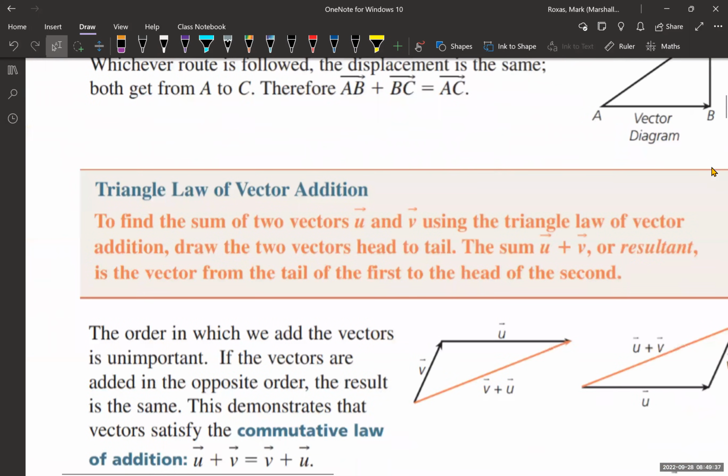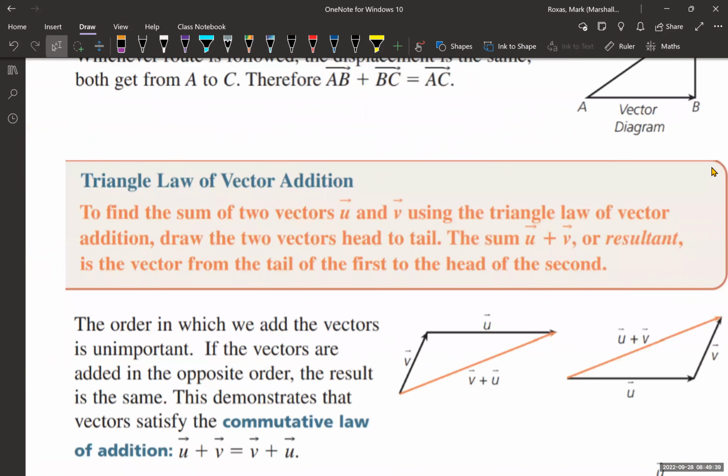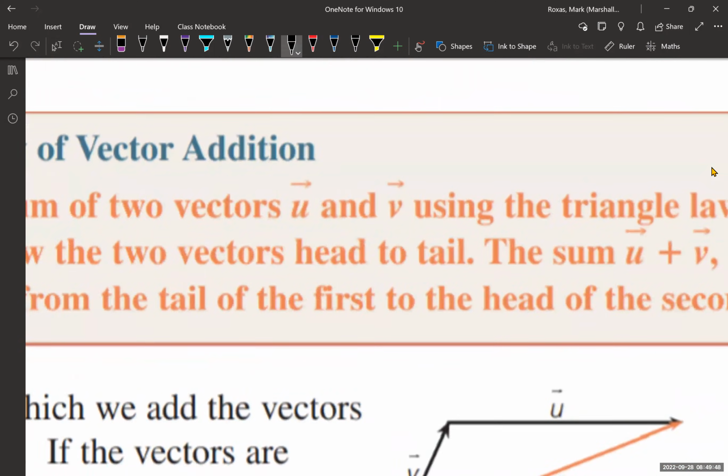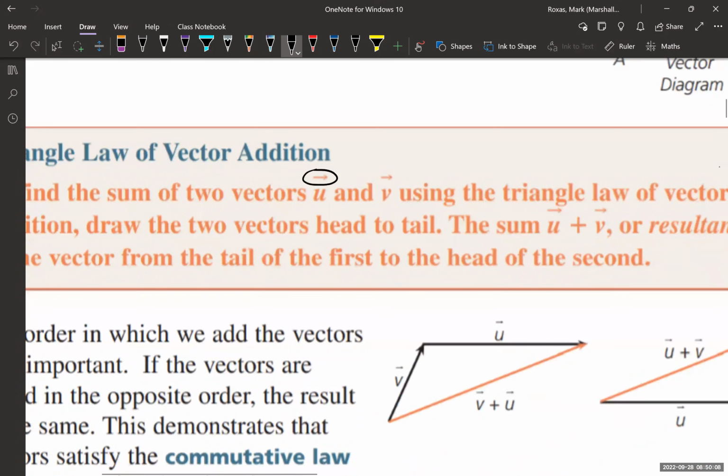Okay, so there's a couple of ways to add two vectors, and one is called the triangle law of vector addition. So to find the sum of two vectors labeled U and V, remember vectors always have this arrow above the letter that signifies it's a vector. The difference between a vector and a scalar is that a vector has a direction and magnitude, whereas a scalar is just a number, an expression, a variable. So we're dealing with something with both magnitude and direction.